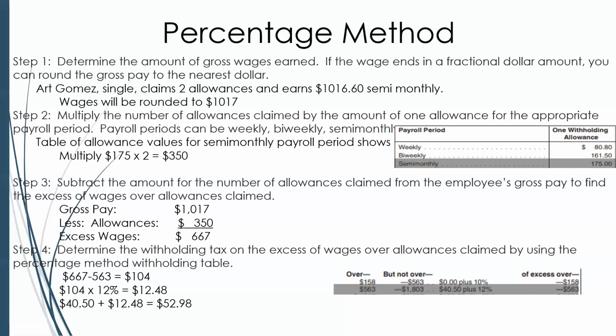Then it says we're going to multiply 12% of that excess amount. So we take $104 times 12% to come up with $12.48. And then we're going to add that to the $40.50 that it shows in that table to come up with the withholding for that person. So there are several steps that you need to go through in order to use this percentage method.